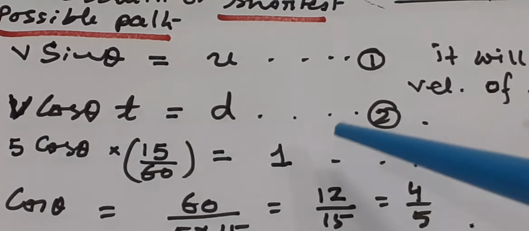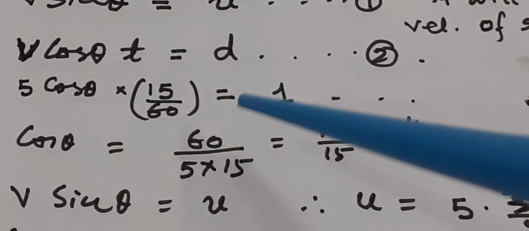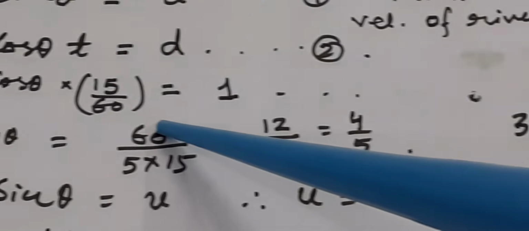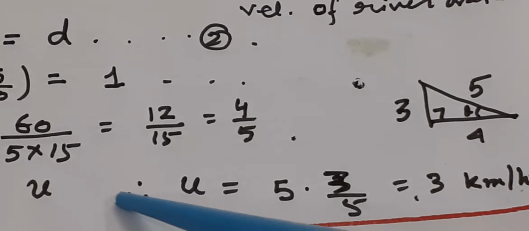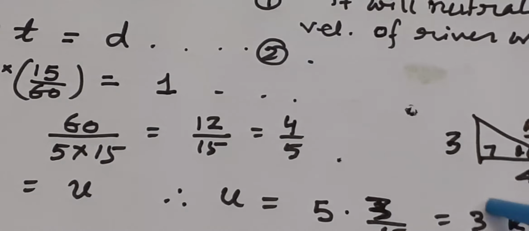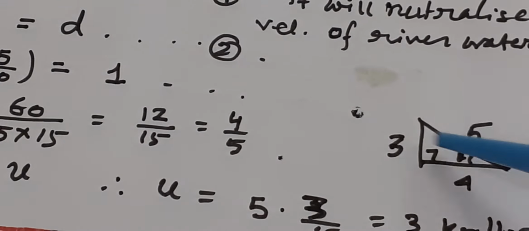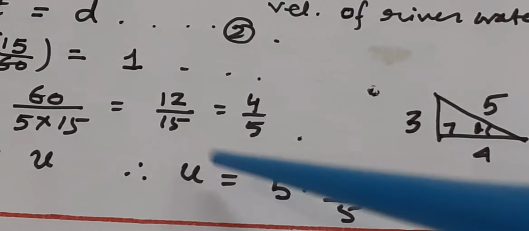That means cos theta will be 4 by 5. After simplification it is 4 by 5. Draw a simple right angle triangle, base over hypotenuse, that is 4 by 5, you can see. Then the perpendicular will be 3.